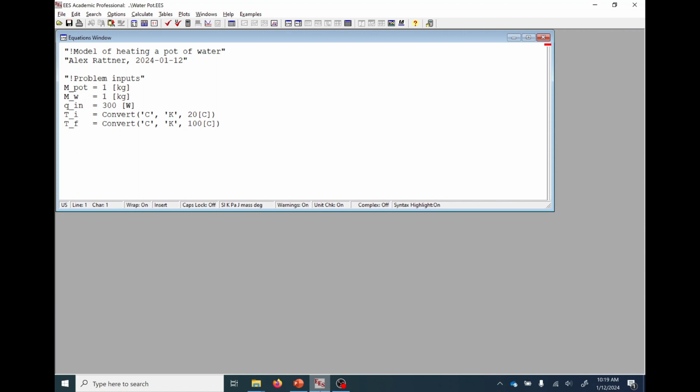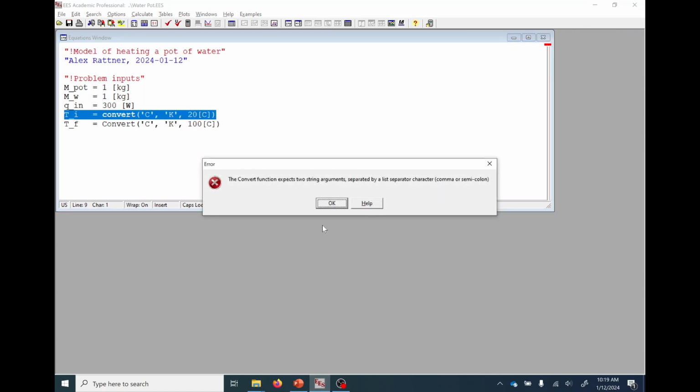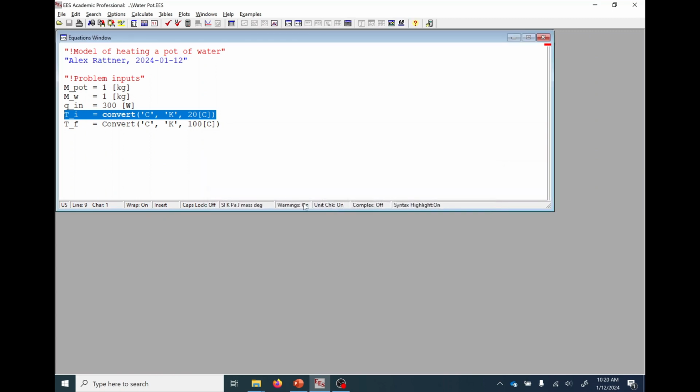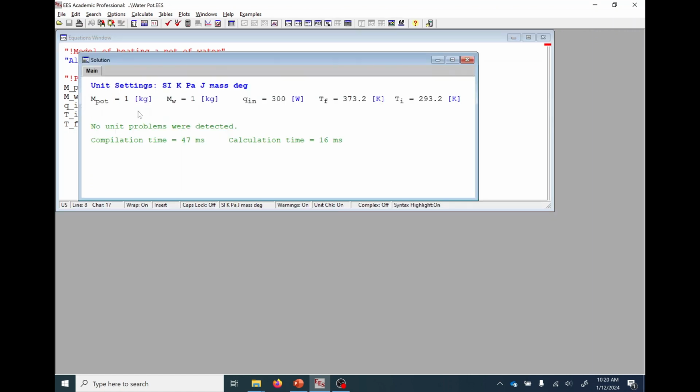Okay, so let's save this program. I made a mistake. It's not the convert function. I need to use the convert temp function whenever I'm working with the temperature. Okay, try that again. So save, and now let's run this. And we got our outputs here.